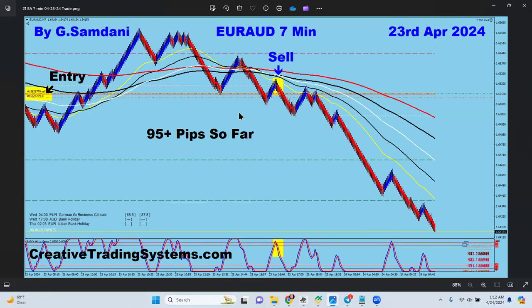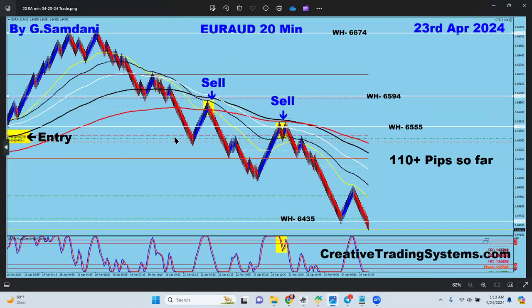Okay, so I had these 3 trades. This one short, this one short. That's 70. That's 110.